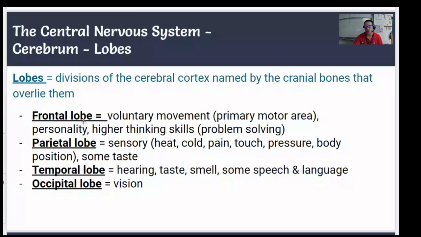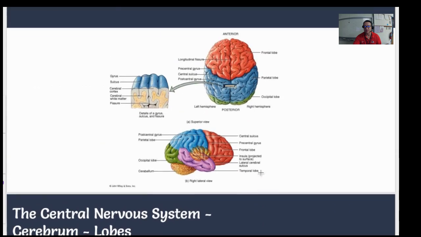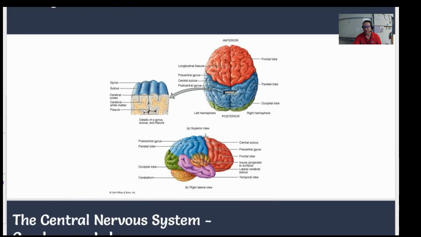And the four main lobes that make up your cerebrum. First one is your frontal lobe. That's where voluntary movements are. Remember, that's where your primary motor cortex was located. It's also where your personality is stored, higher thinking skills, problem solving. So that's all going to be in the frontal lobe. Let's go back up here. So remember, the frontal lobe is here, in red. Just anterior, just in front of the central sulcus, there's your frontal lobe.